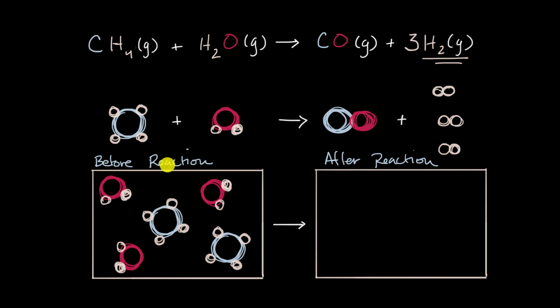Now, we know that for every methane and every water, we're going to produce 1 carbon monoxide and 3 molecular hydrogens. And each of those molecules of hydrogen have 2 hydrogens in them. So let's just say that this one and this one react. They're going to produce 1 carbon monoxide. I'm going to try to draw the relative sizes roughly right. So 1 carbon monoxide.